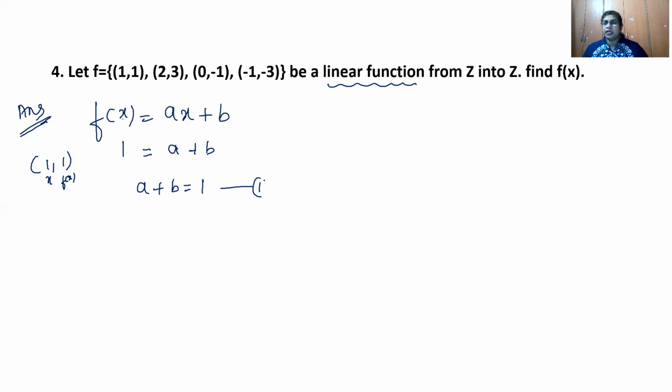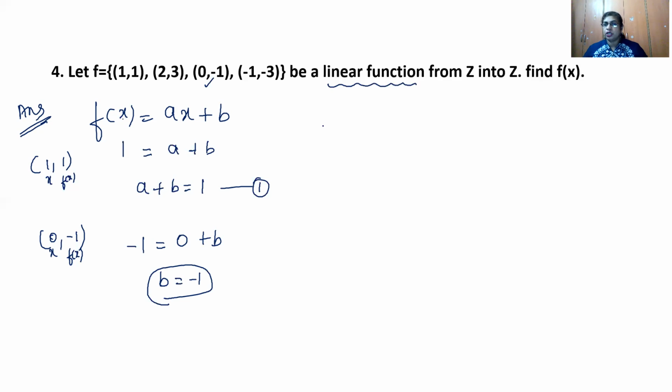So we are having here a plus b is equal to 1. Call it the first equation. Now take this ordered pair 0, minus 1. Let's see what we are going to get. This is my x and this is my f of x. So take x is 0, f of x is minus 1. So you're getting minus 1 equal to a into 0, which is 0, plus b. So you're getting b is equal to minus 1.